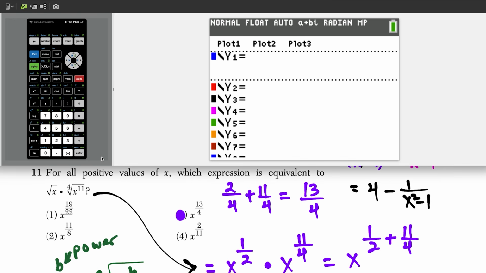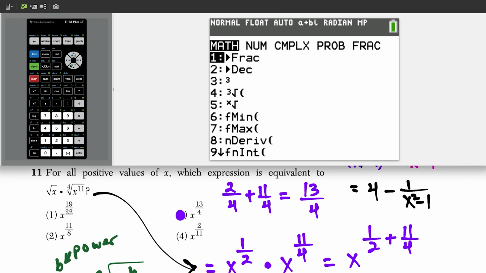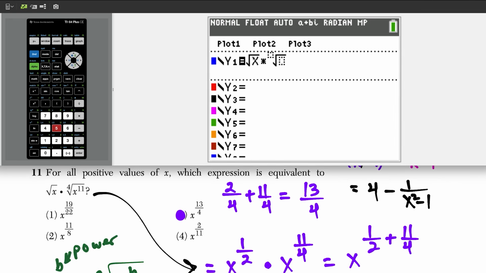But for something like this, I could just use the calculator again. So I could write square root of x, and then I hit the right arrow to get out. I'm going to write times here, because if I write the next radical, it's going to mess up what we have in front. And I'm going to press math, and then number 5 is a custom radical. So I have square root x times the fourth root of, I hit the right arrow, and we have x to the 11th power.